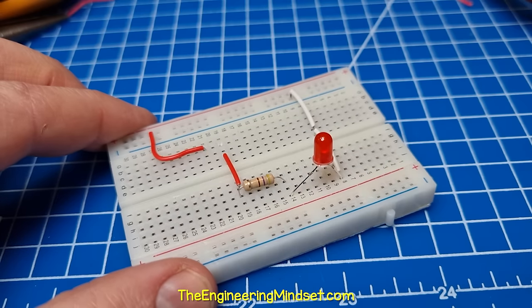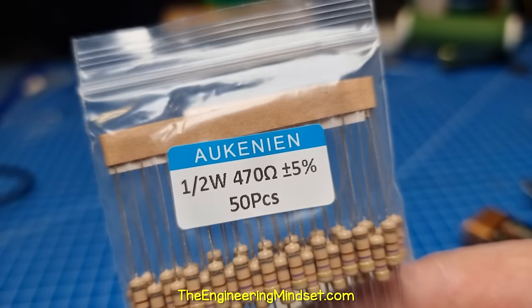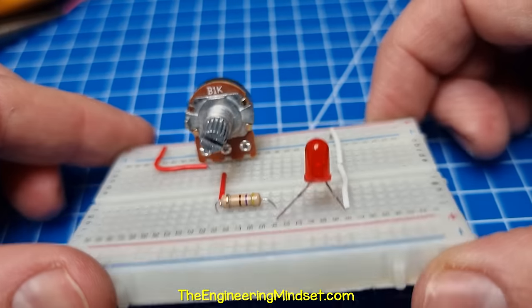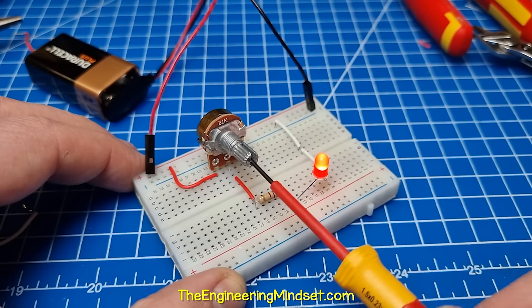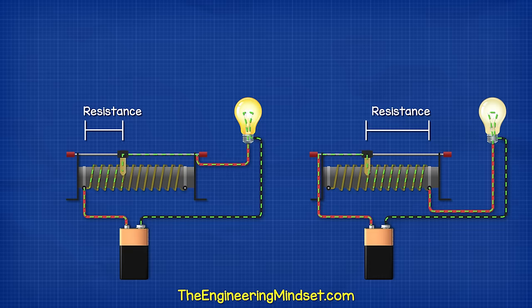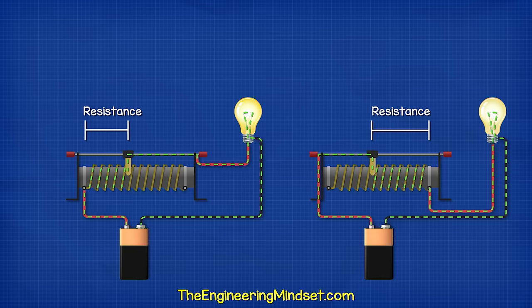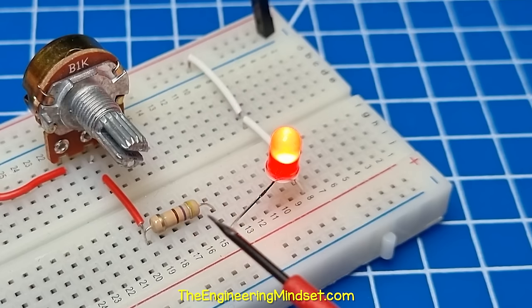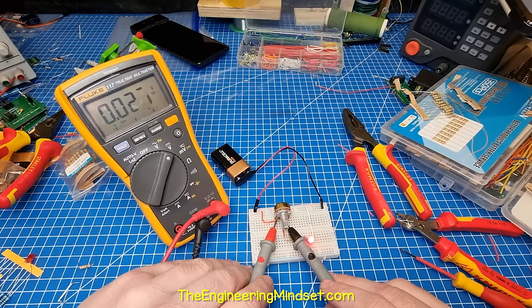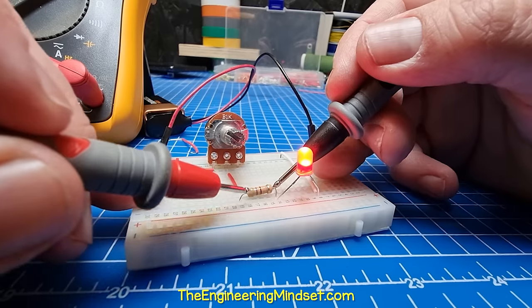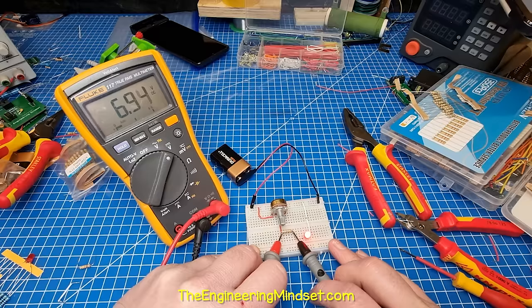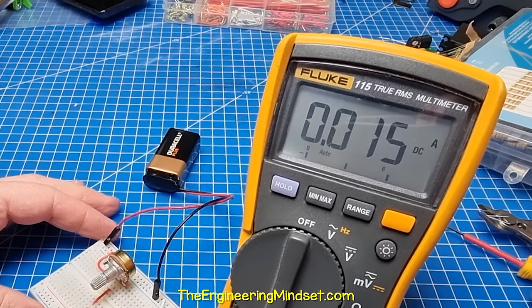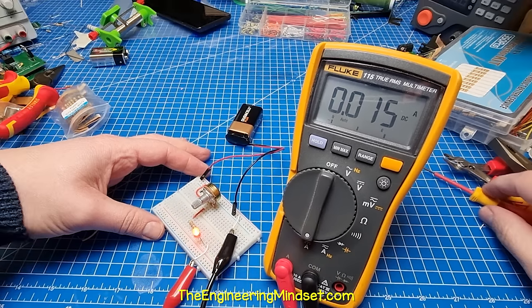If we connect the LED with a 470 ohm resistor and then connect them to the center pin of a 1 kilo ohm potentiometer, we can now dim the LED. This is acting as a rheostat, limiting the current. With the dial all the way to the left, the LED is at its brightest, and there is almost no voltage drop over the potentiometer. The resistor has around 7 volts, and the LED has roughly 2 volts. The current is around 0.015 amps.